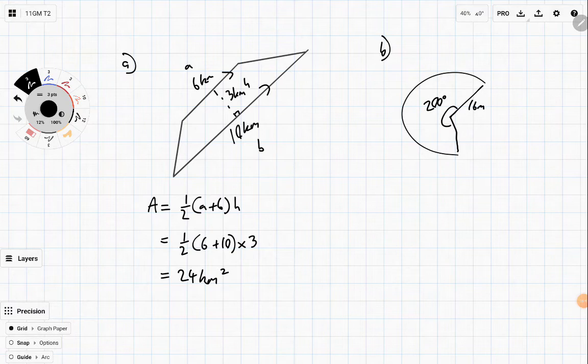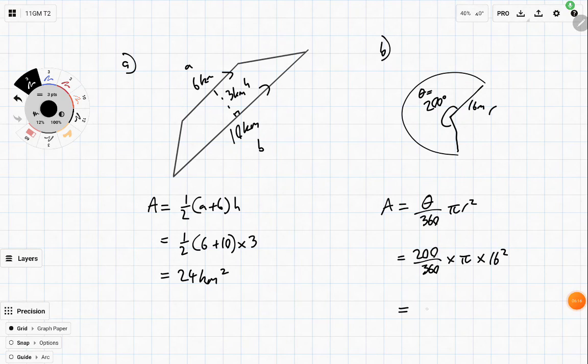Talk about that later. Anyway, over here we have 200 degrees and 16 meters. This is a sector. r is 16, theta is 200. Substitute in, we get 200 out of 360 times pi times 16 squared, and that gives us 446.804, which we're going to round down to 80 meters squared, which is also quite a big area.